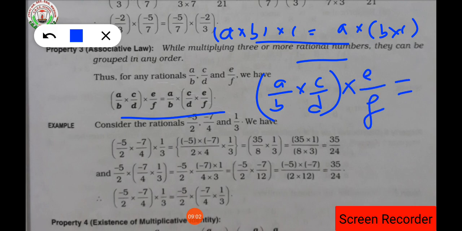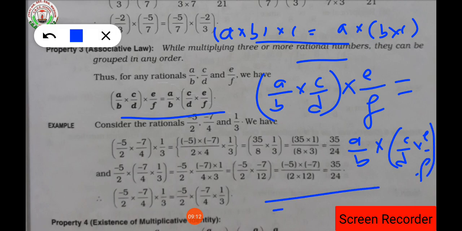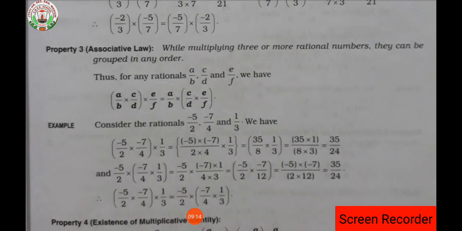This is the left hand side. And what will be the right hand side? That is a upon b into c upon d into e upon f, with the grouping changed. Clear? So this is the associative property. Clear, everyone? Let's take an example.